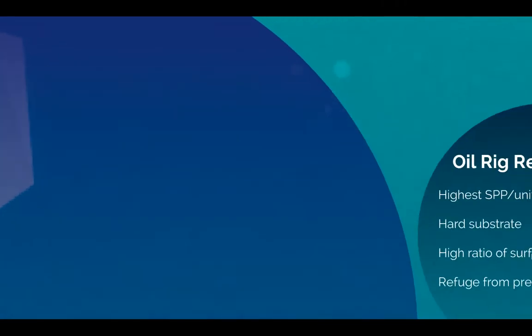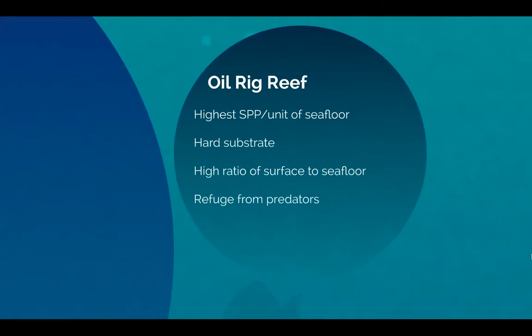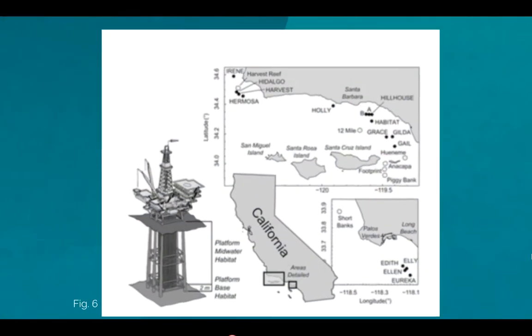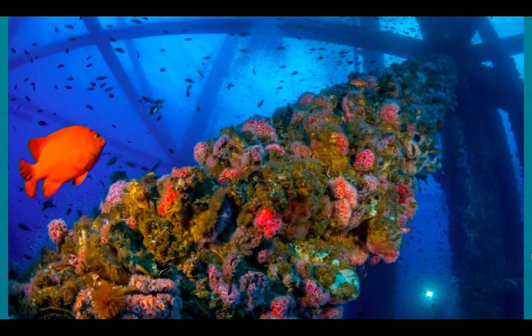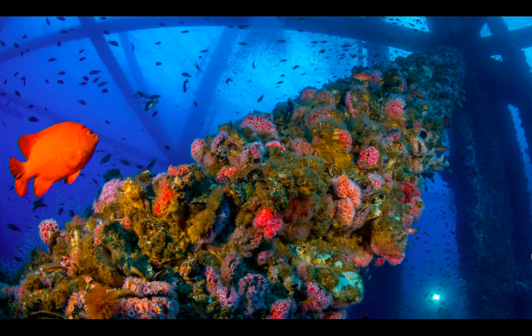A study was done in 2014 on an oil rig off the coast of California and found the ecosystem had the highest secondary production rate of any studied ecosystem globally, related to the ratio of high substrate to sea floor and protection from larval and juvenile pelagic fish.